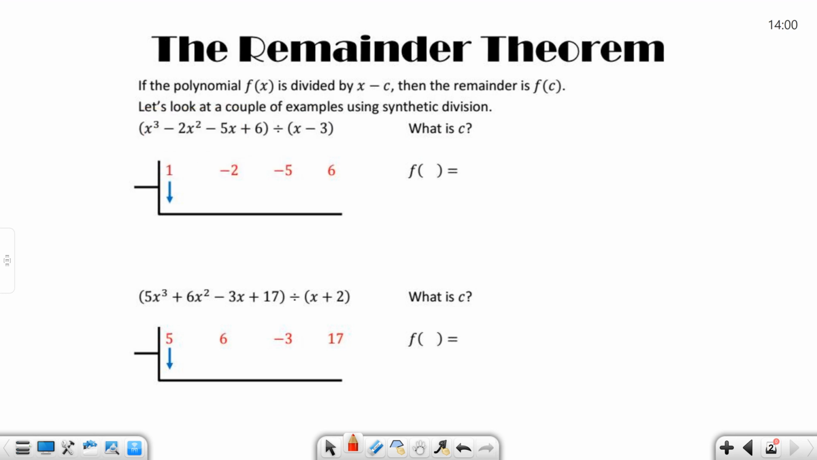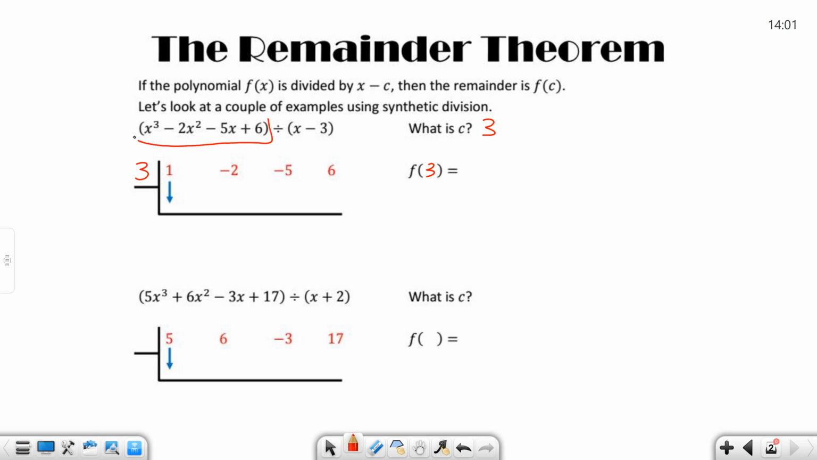So let's go back and figure out what this is. So right here, what is c? If this is x minus c, what is c? Well, c is just going to be 3, right? It's the opposite of that number. That's what the minus sign means right here. Change the sign, okay? So then we're going to be finding f of 3, and that also means that 3 is on my porch of synthetic division. So what does it mean to be f of 3?